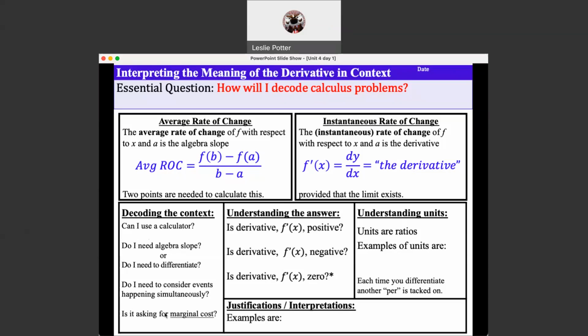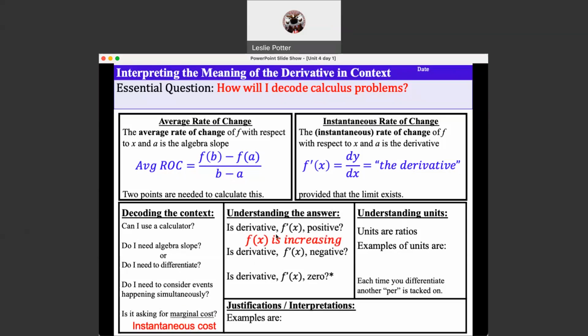Is it asking for marginal cost? This is really a specific decoding situation, but marginal cost is the same as instantaneous cost. So if it's asking for marginal cost, you know that you're taking derivatives. Just like if it's asking for average rate of change, you're doing algebra. So when you see the vocabulary marginal cost, it's calculus, it's instantaneous.